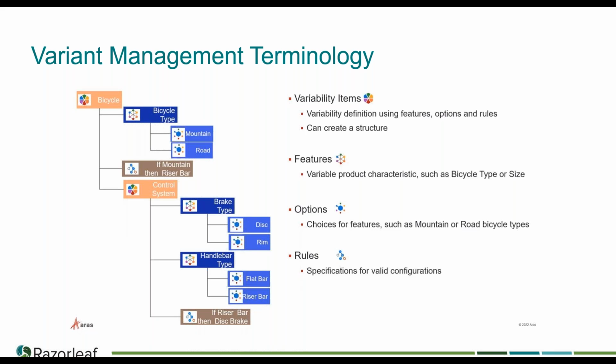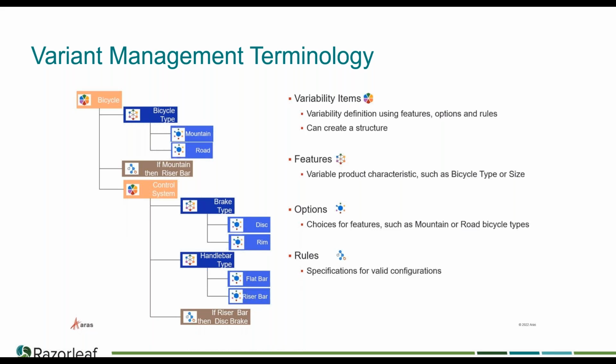combinations. So these rules, we'll get to in a bit, but these rules essentially are based on pretty simple expressions that will correspond to any options you've created for features pertaining to that specific variability item. And these rules, we'll see in a bit, are built using either a text editor or a table editor.